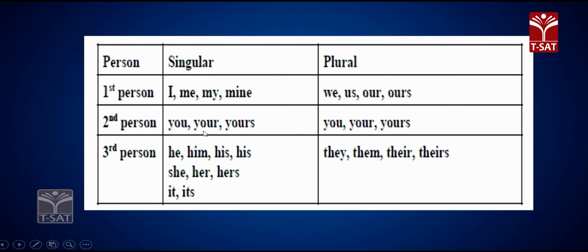Second person: you, your, yours, singular number, and plural: you, your, yours, the same, you remains the same. Third person singular: he, him, his, she, her, hers, it, its. Plural: they, them, their, and theirs.